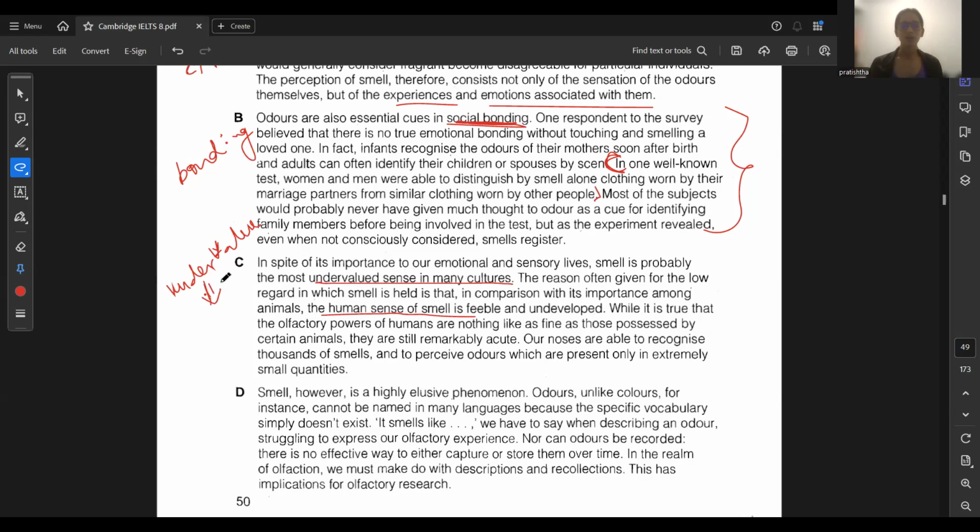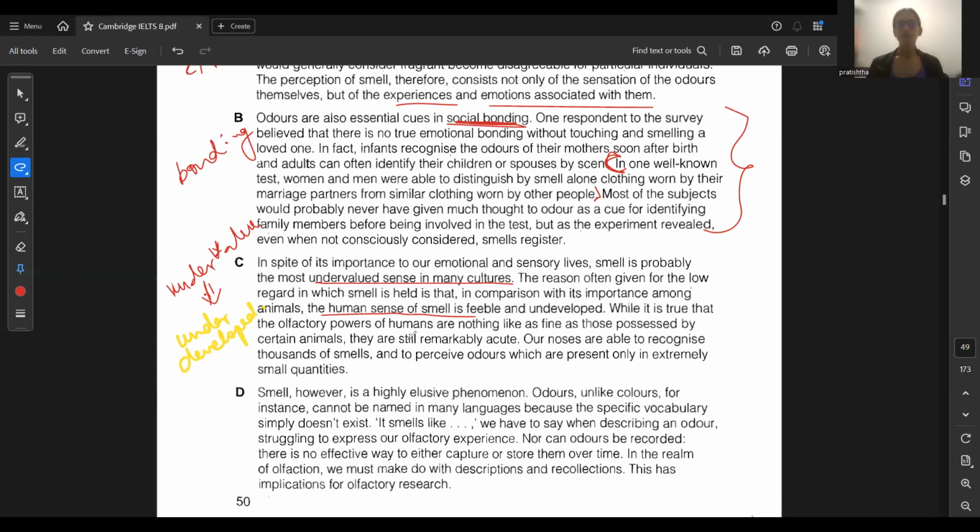I'm not able to write with my pen. Let's see if I can write with this better. Yeah, because it's undervalued, because it's underdeveloped. There, right? So it is pretty much underdeveloped. That is what it is saying.